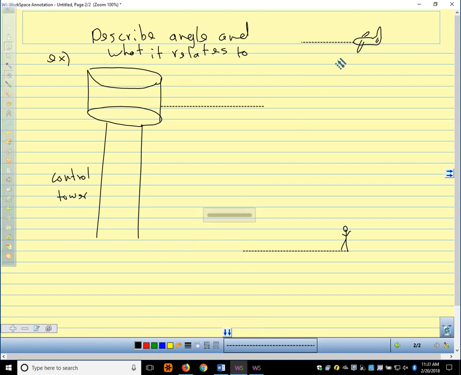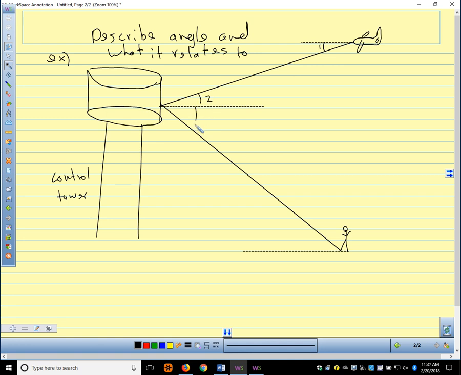I'm going to draw some angles in here. Whoops, let me make that a solid line. I want it to be solid. There we go. And I'm going to label these angles. Let's call this angle 1, this angle 2, this angle 3, and this angle 4. So we want to describe those angles and what they relate to. And the dotted lines are all the horizontals.